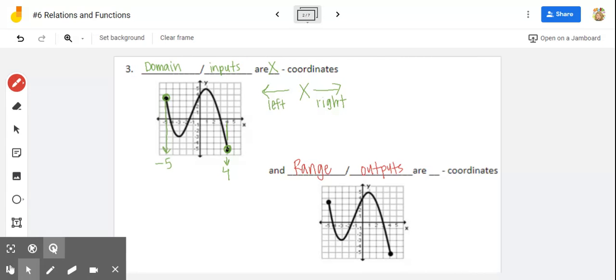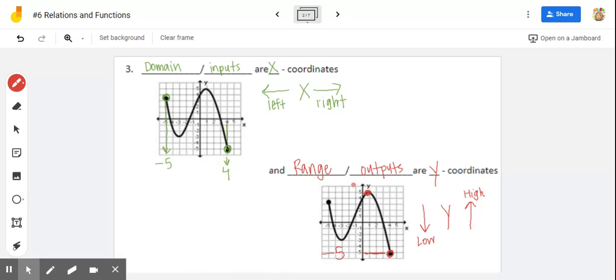Now, range deals with all of the outputs of my function, which means these represent all of my y coordinates. So range deals with the y values, which means how low do you go, all the way to how high up you go on the graph. According to what we see, the lowest I go is -5, but the highest I go is up here at +5. And we'll talk about how to write that very shortly.